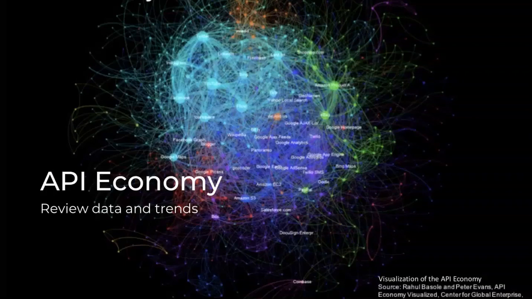So let's start with the API economy. This is a visualization built around the API economy, and there are some very large providers like Google and Microsoft and Facebook and LinkedIn, and a variety of companies, and even Amazon, who really drive a lot of this interconnected world that we live in with APIs. But it's really around data. And so let's look at some of the data that we've learned about the API economy.